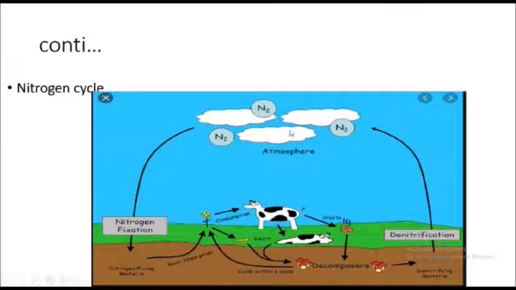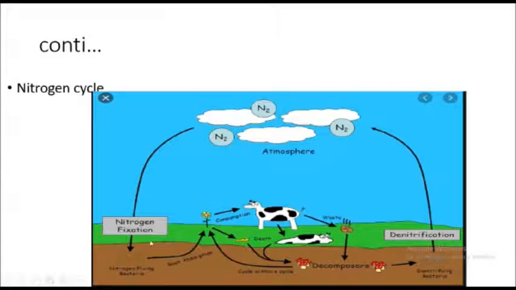This is the atmosphere, and this nitrogen is present. So follow this arrow. Nitrogen fixation occurs. Nitrogen is being put into the ground, into the soil. Nitrogen is being fixed into the soil. As you see for this arrow, nitrogen is placed into the soil.